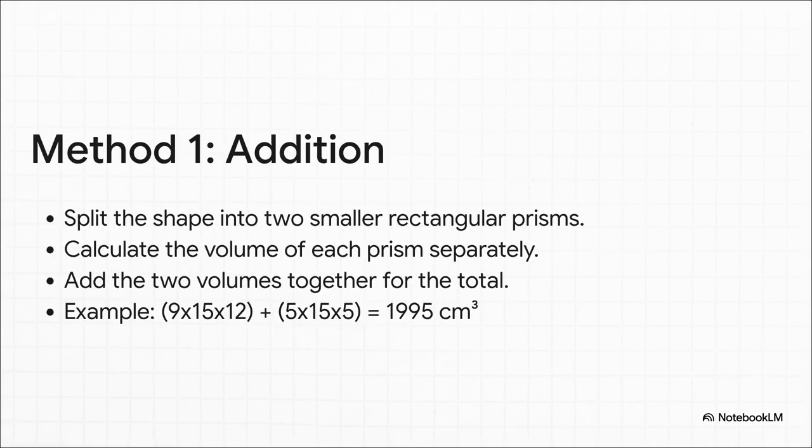Okay, method one is what I call the addition method. You just imagine taking a knife and slicing this L shape into two smaller, regular boxes. Then you find the volume of the first box, find the volume of the second box, and just add them together. Simple as that. And for this one, it comes out to 1,995 cubic centimeters.